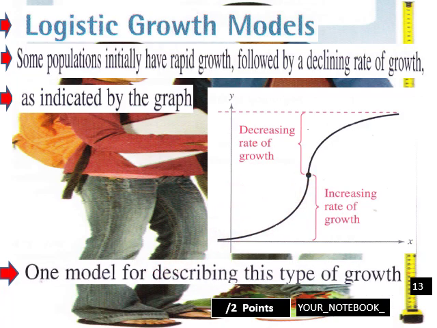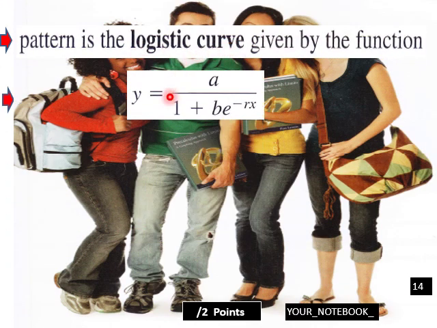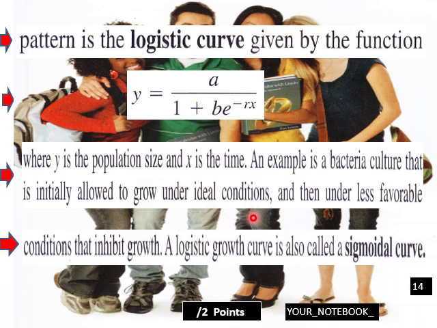One model for this type of growth pattern is a logistic curve given by the function, and this is the logistic curve function here, where y is the population size and x is the time. So here would be your population size, x would be the time. An example is a bacteria culture that is initially allowed to grow under ideal conditions and then under less favorable conditions that inhibit growth. A logistic growth curve is also called a sigmoidal curve. This goes in your notebook, students, so make sure this goes in your notebook. Slide 14.